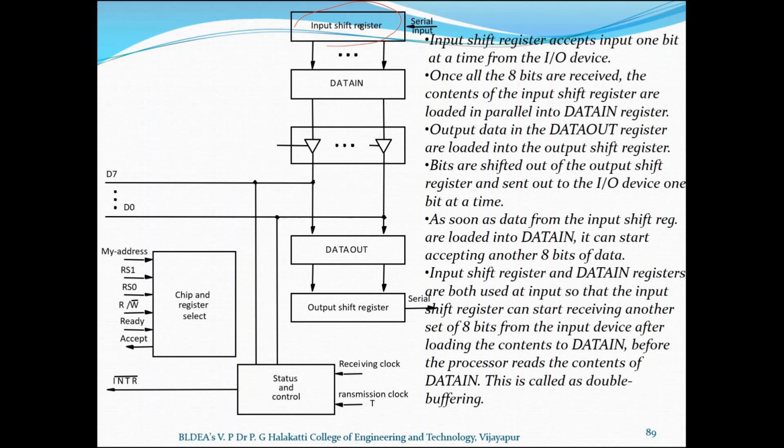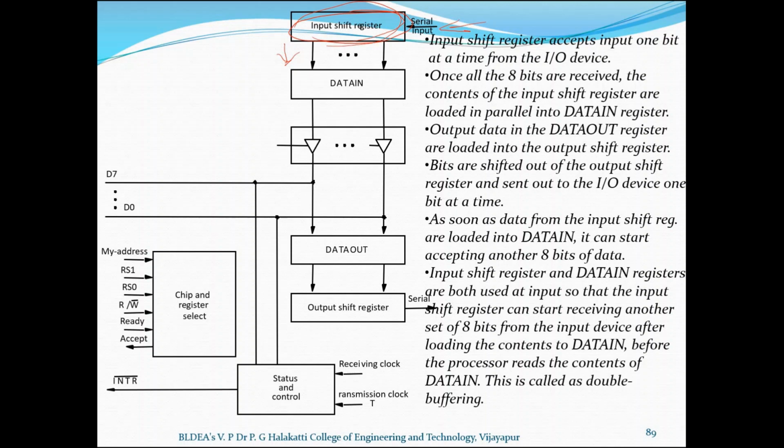The input shift register accepts bit serial input from the input device. When all 8 bits of data are received, the content of the shift register is transferred to the data in register in parallel. So, serially data will be put. Once all the bits are shifted into the shift register, it will be transferred to data in parallel.